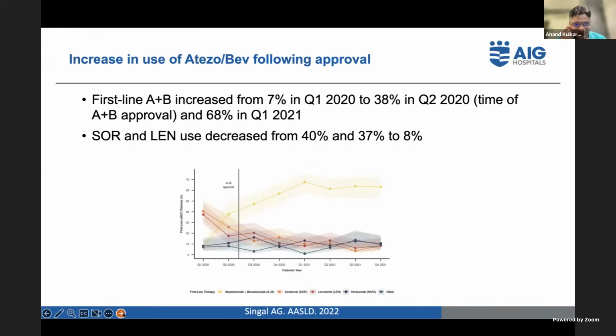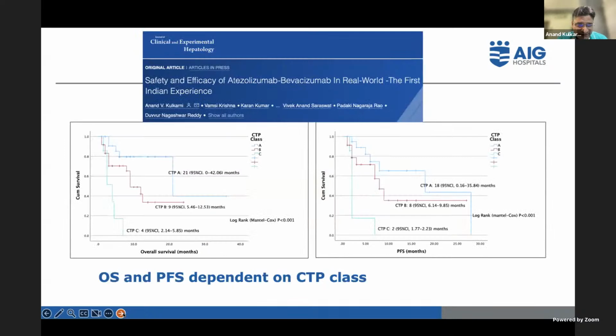Following the approval of this drug, there has been a significant increase in the use of atezolizumab from less than 10% to almost 70%, while the use of tyrosine kinase inhibitors has reduced. But tyrosine kinase inhibitors even today are the bread and butter for all the hepatologists and gastroenterologists for non-affordable individuals. We also noted that patients with atezolizumab perform well if the patient is chosen appropriately.